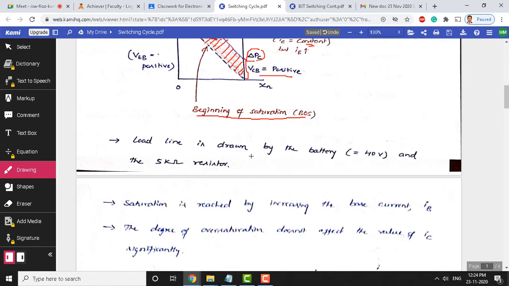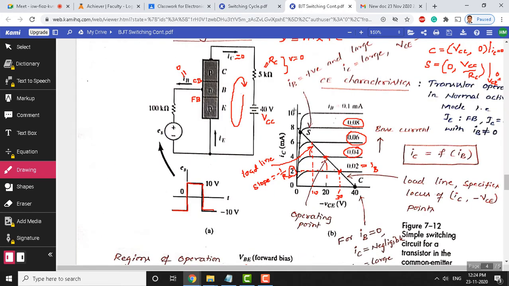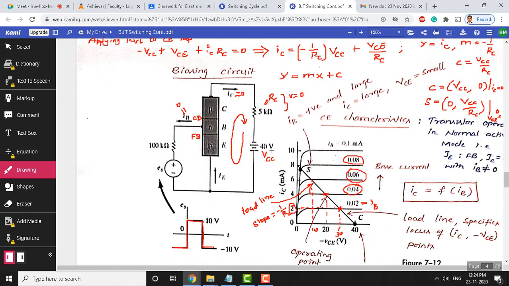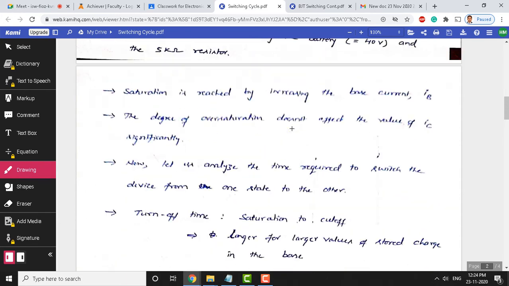The load line we have already discussed. It is drawn with a battery of 40 volts and a 5 kilo ohm resistor. This is the equation we obtained by applying KVL, and we got 2 points, combined them, and superimposed the line on the output characteristics. Now, we will see other timing things here.